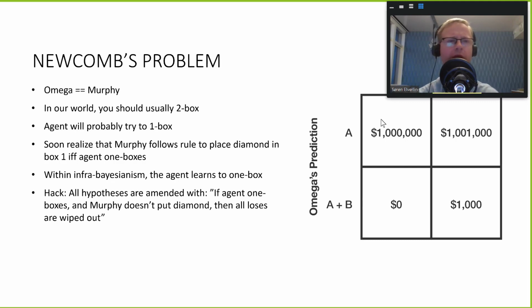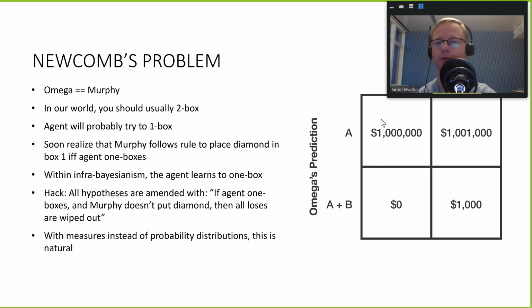There is one issue with this solution to Newcomb's problem for an Infra Bayesian agent, and that is that we need to amend the hypothesis with the following: that if the agent 1-boxes and Murphy doesn't put $1 million in the 1 box, then all losses in all future are wiped out permanently, because that is the thing that never happens in Newcomb's problem.